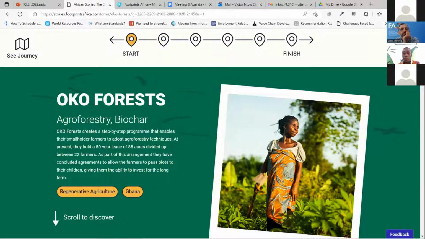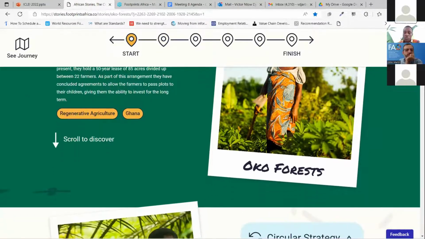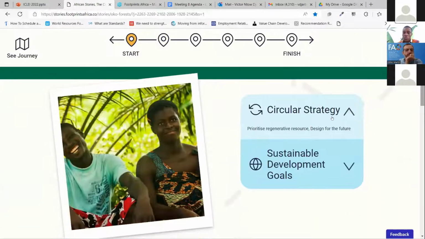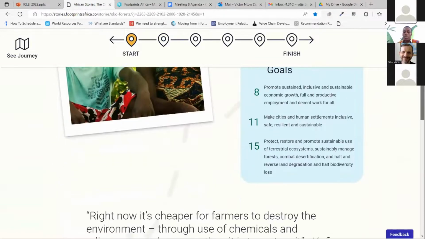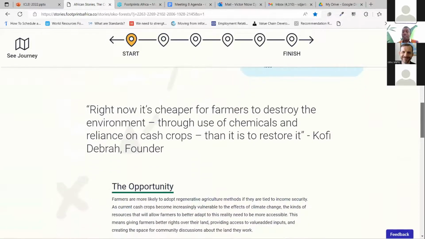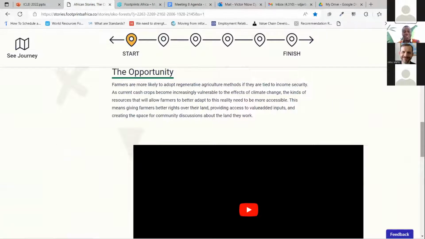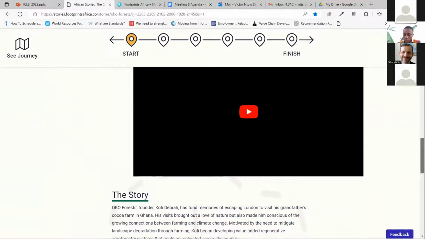What it does is present you with a brief on the organization, what they do. And when you scroll down, you have their circular strategies on the right. For this one, they are prioritizing regenerative resources and designing for the future. You could click down here to see the SDGs they are contributing to, and then maybe a quote from the founder. Down there gives you a more detailed discussion of what they do. What was the opportunity? What was the problem they were trying to solve? There's just a short video you could watch on the initiative.